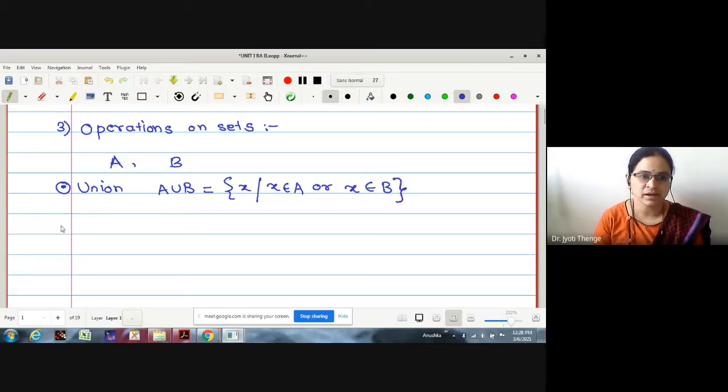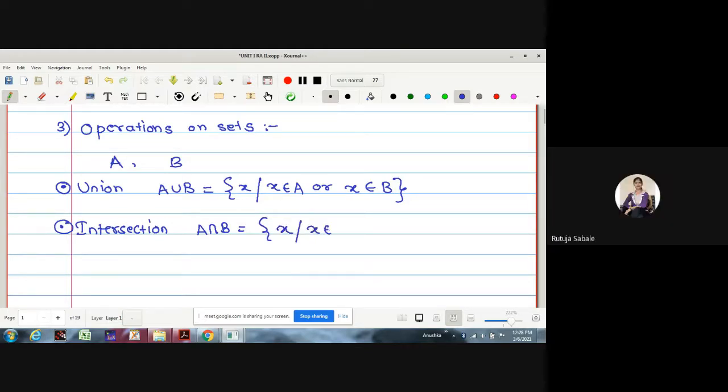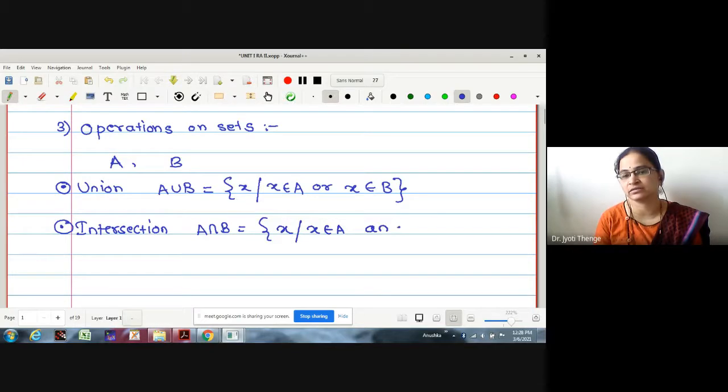Next, what about intersection? It is denoted with this symbol. How can I define this? The set of x such that x belongs to A and x belongs to B. Yes, it is and. Therefore, the element should be in both sets A and B, whereas in a union the element can be in any one of the sets. This is what an intersection is, right?